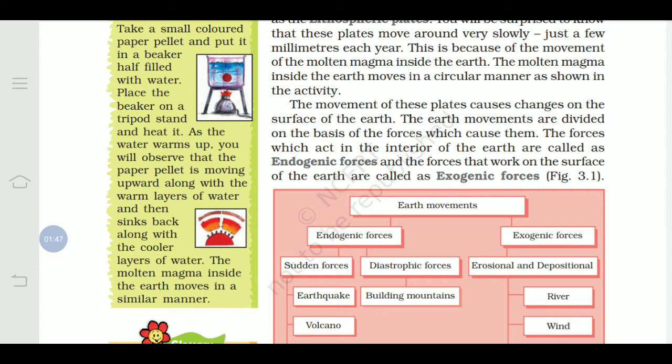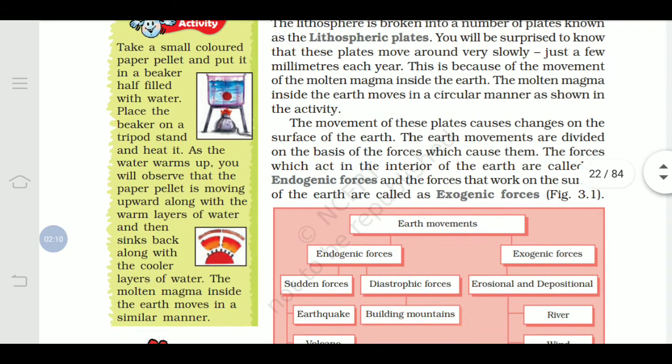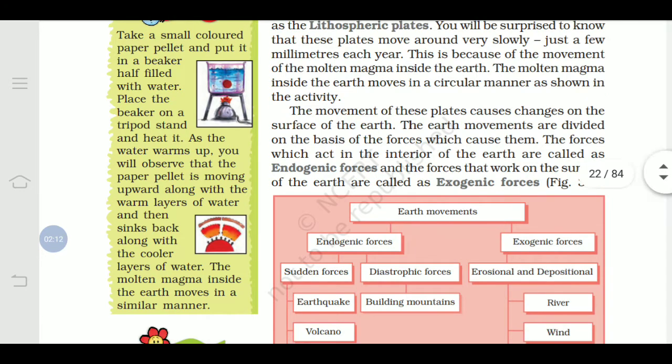So the molten magma inside the earth moves in a similar way. When it is heated up, it is coming on the top. So as it gets cooler, the cooler layers come back and sink back in the earth. So this is the movement of the magma inside the earth, a similar movement. The movement of these plates causes changes on the surface of the earth.